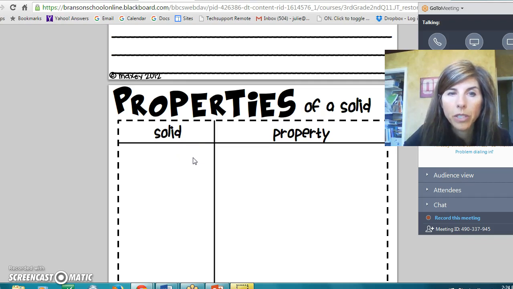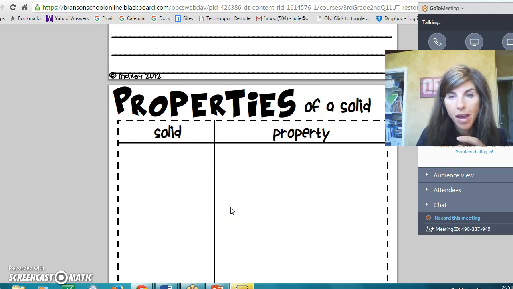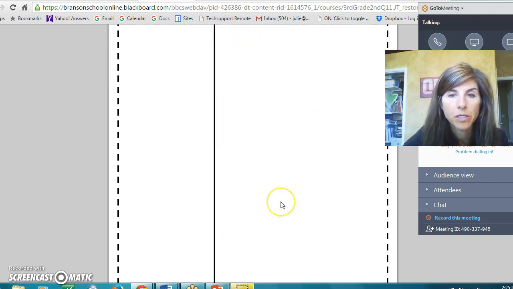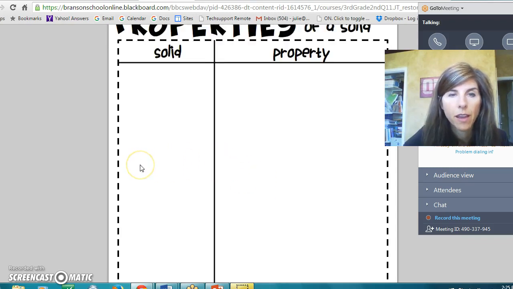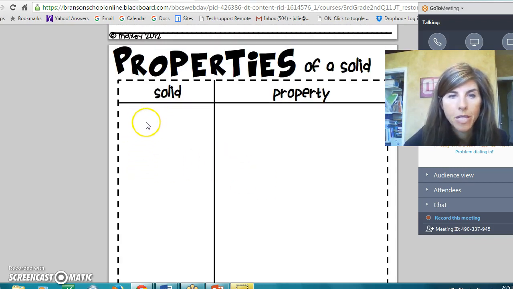So the properties would be, a property would be things that you can observe. It takes up volume, it has mass. Those are going to be properties of a solid. So you need to explain those here. So you could say, say a pencil, and the property of it is that it has mass, or it is hard, and the atoms are close together.